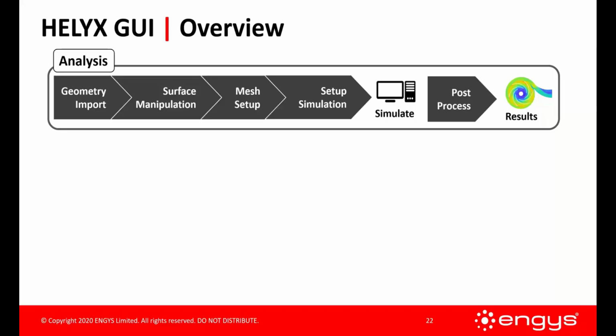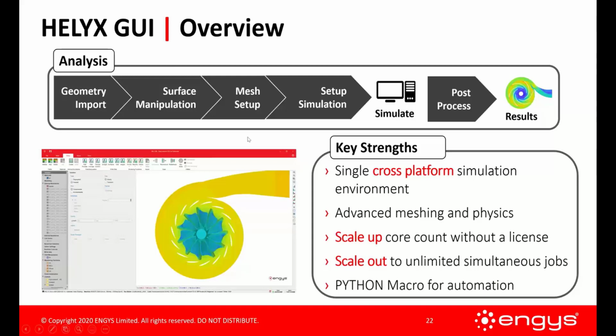So Helix GUI is a tool with which we're able to perform our entire CFD analysis from geometry import to generating results. So we import the geometry, we can manipulate the surfaces, we can set up our meshes, we can set up our simulations, we can execute and simulate, we can perform post-processing to generate these results. Some of the key strengths are that it's a single cross-platform simulation environment. Windows, Linux, we can work on HPC. If you have cloud resources, we can work on that as well. It has advanced meshing and physics.